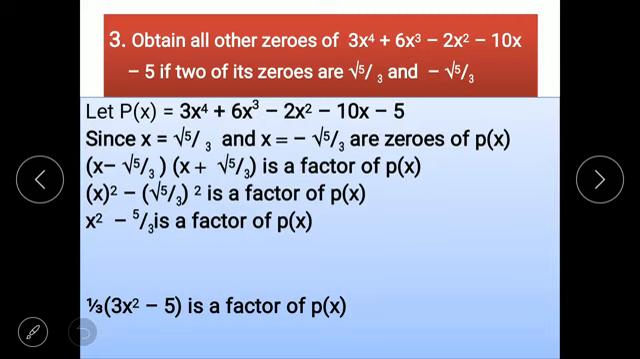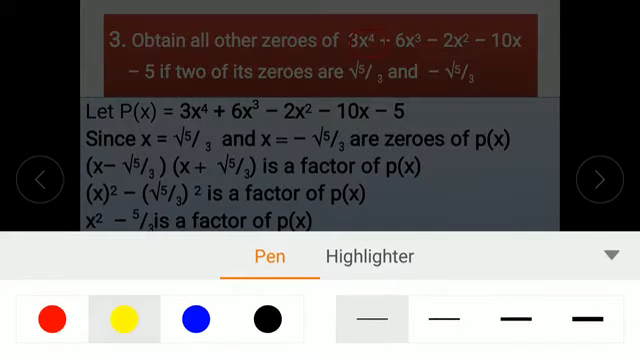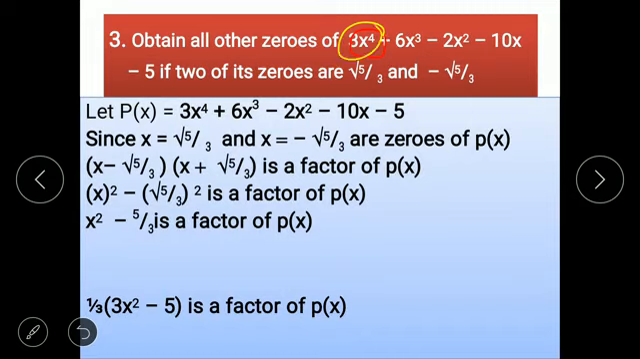Let us do question number 3. Obtain all other zeros of 3x to the power 4 plus 6x cube minus 2x square minus 10x minus 5, if two of its zeros are square root of 5 by 3 and minus root of 5 by 3. So it is a polynomial of degree 4. Degree is the highest power, which is 4, so it will have 4 zeros.